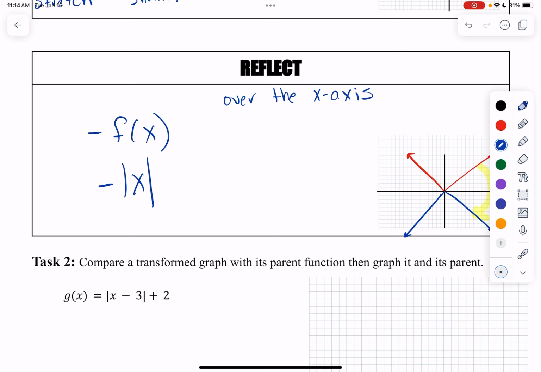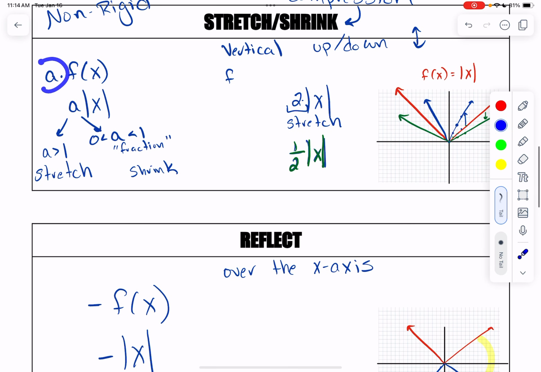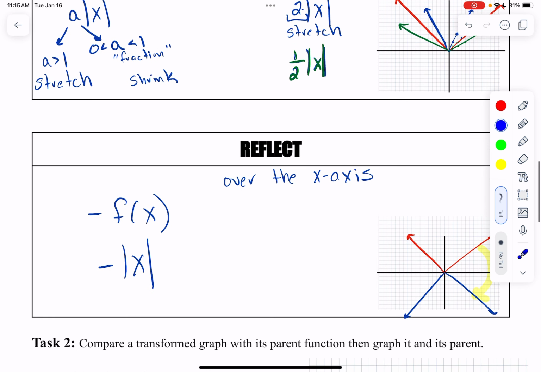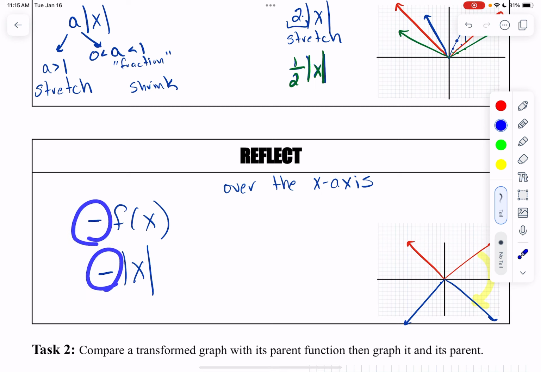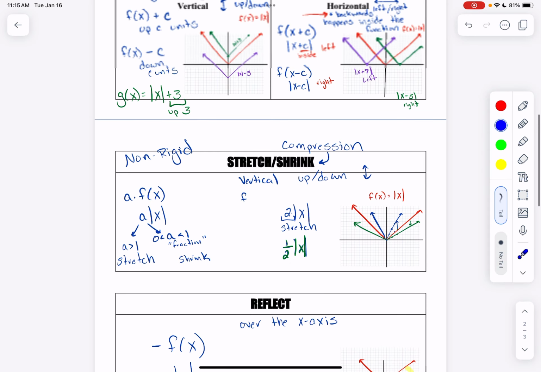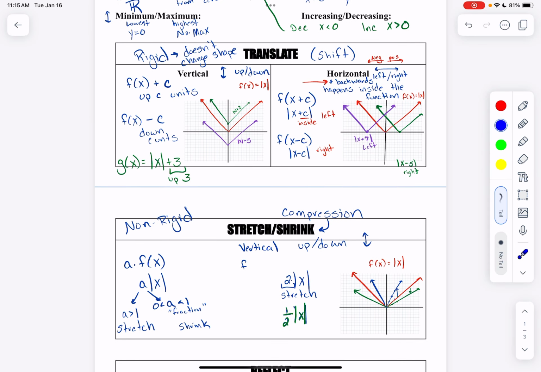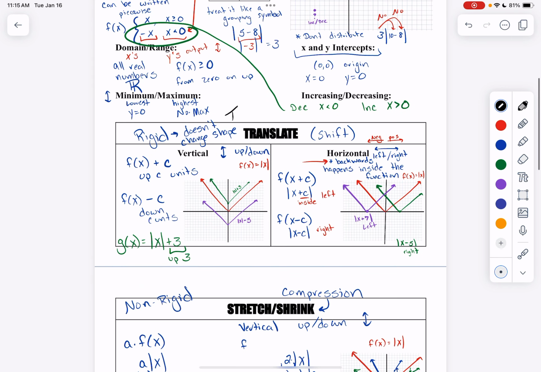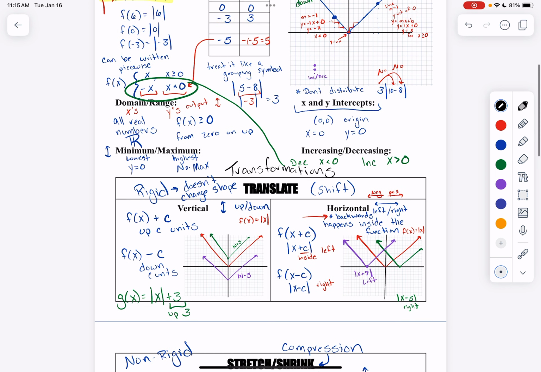If you notice up here, we talked about this number up front being either greater than 1, right here, or in between 0 and 1. We didn't talk about anything less than 0, because if it's less than 0, it's a reflection. So here we're reflecting over the x-axis. So those are the 3 types of transformations. They're all different ways of transforming or moving our parent graph.